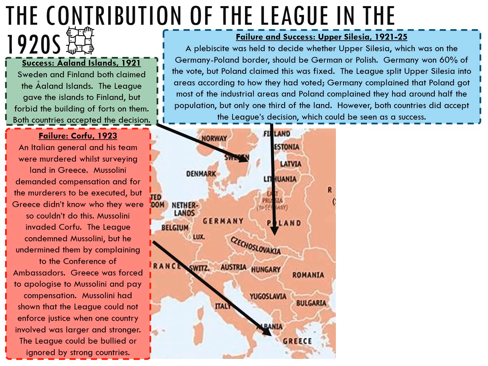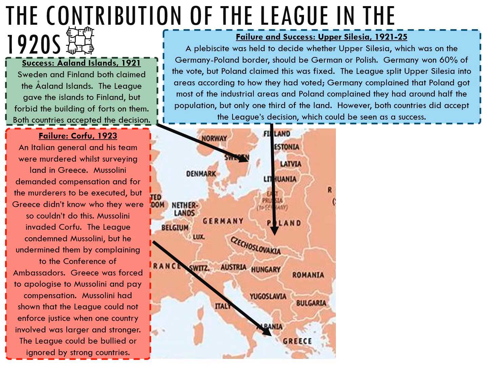We see failure in Corfu. So in 1923, an Italian general was in Greece deciding on the new border between Greece and Albania. He and his team were murdered, and Italy's dictator Benito Mussolini sent troops then to occupy Corfu. He originally demanded compensation and for the murderers to be executed, but Greece didn't know who the murderers were, so they couldn't go through with that, hence then the invasion.